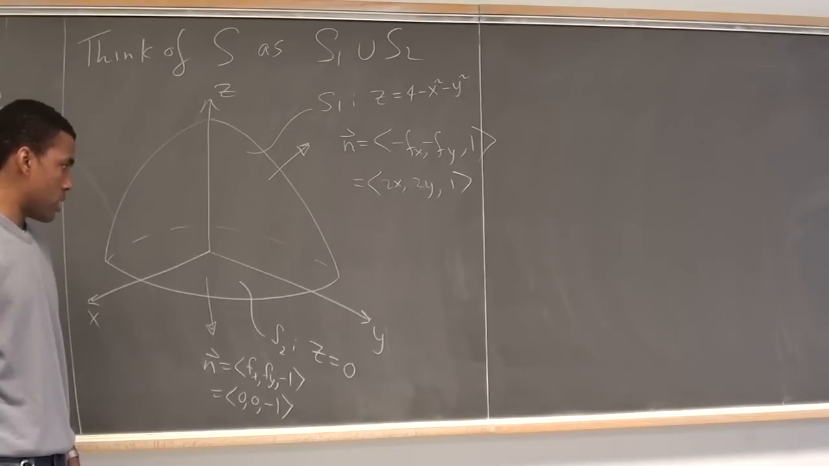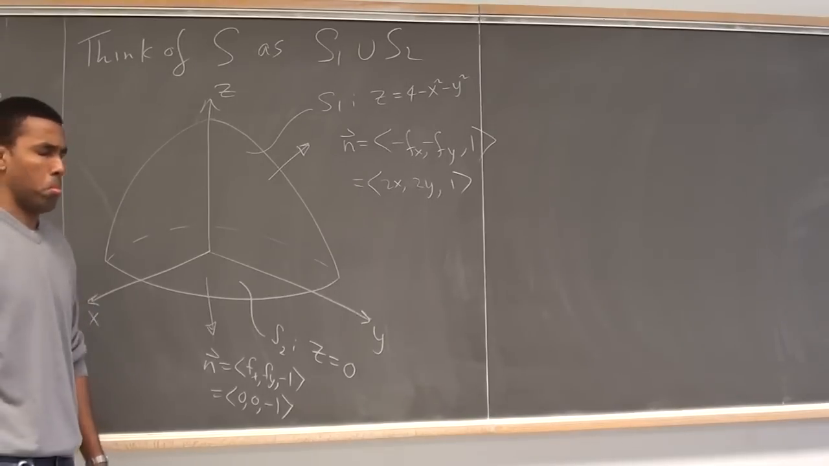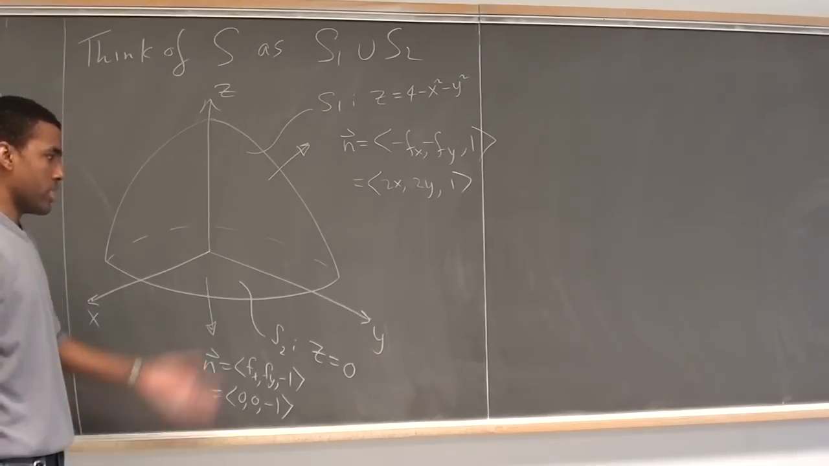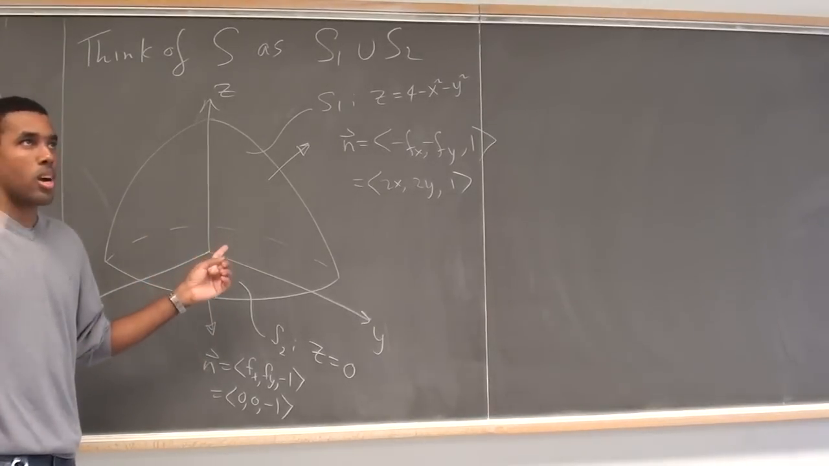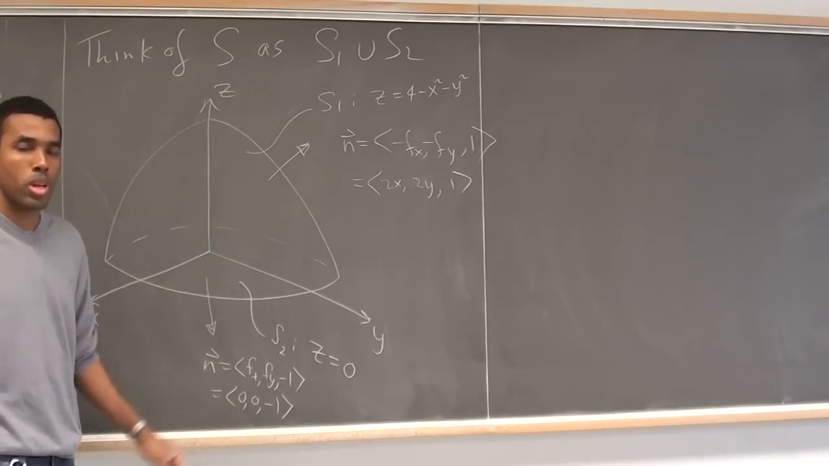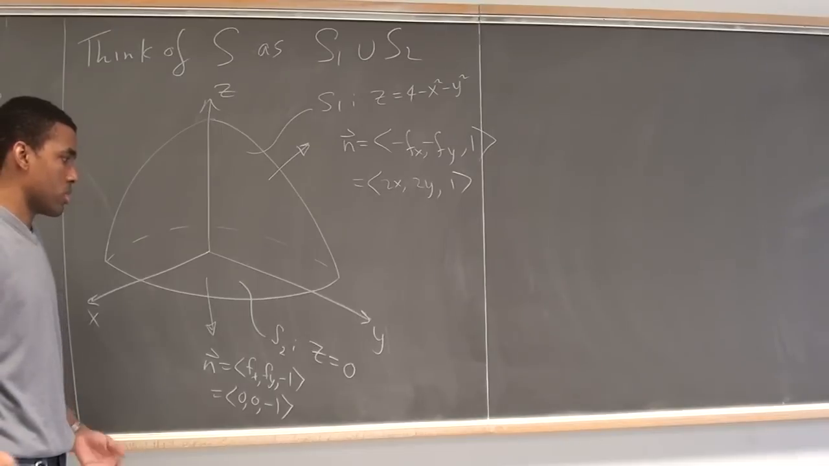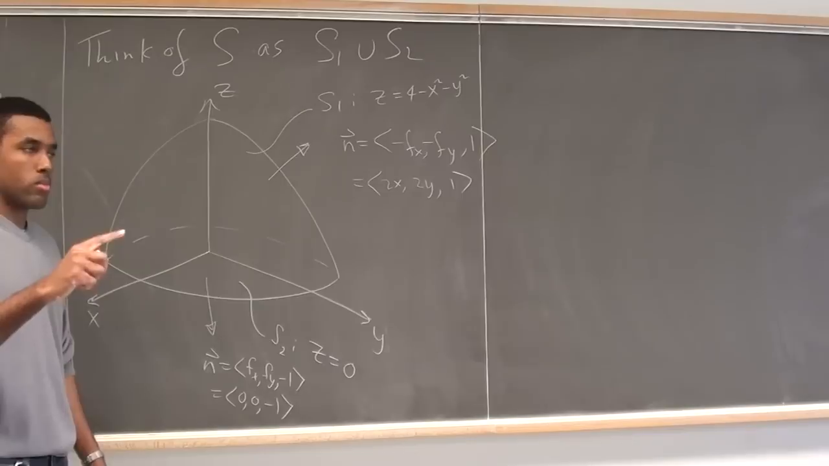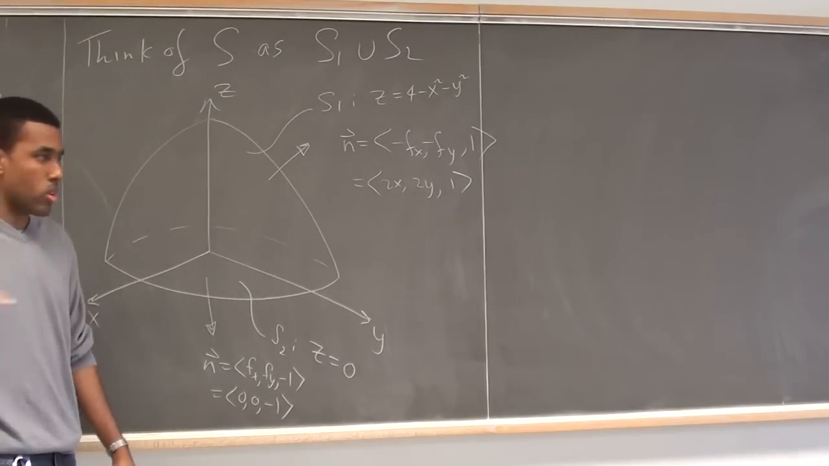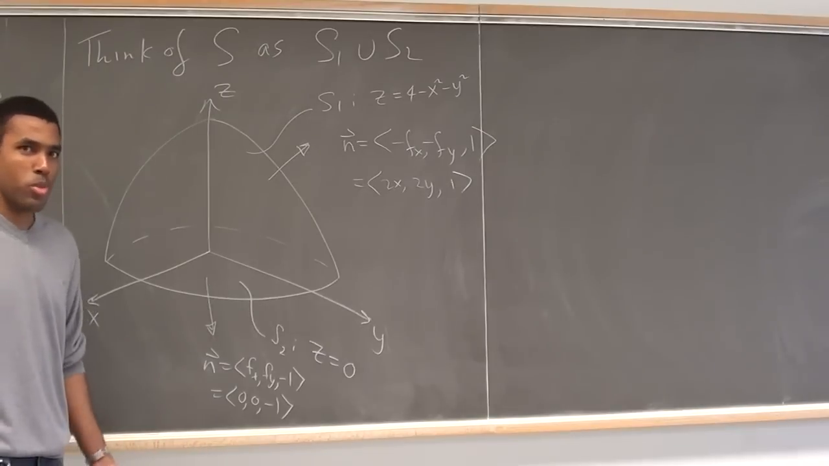I wouldn't do that yet. No, that has nothing to do with anything. If you were parameterizing this, you'd have to find r sub u, r sub v, and so on. You'd need x equals r cosine theta, y equals r sine theta, and you'd find r sub r cross r sub v. It's too much work. I wouldn't do it.